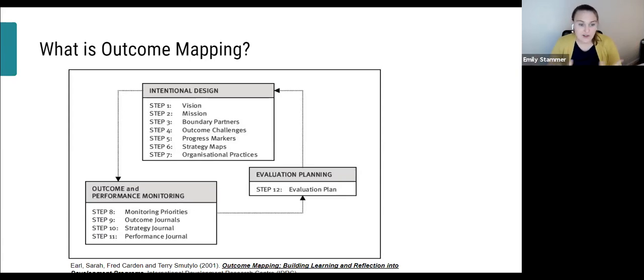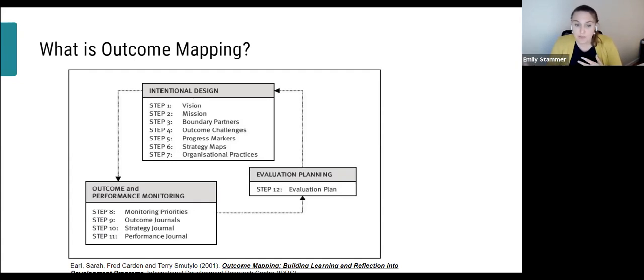So yay, adaptive learning. In the design or planning phase, you're thinking through the end goal from a super high level and getting consensus from your stakeholders. From there, you can think through what intermediate changes need to come about in order to achieve that end goal. You're also identifying who needs to be involved, your stakeholders or boundary partners, in order to achieve your end objective.